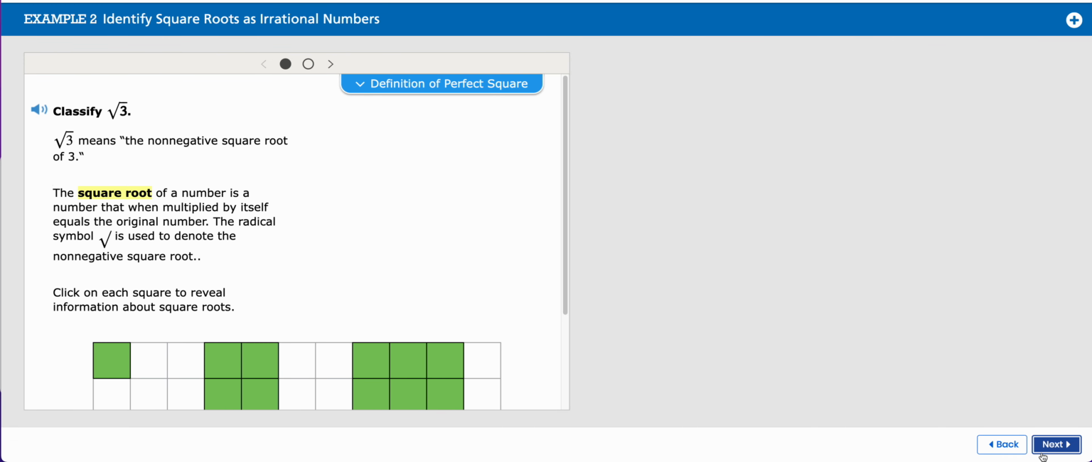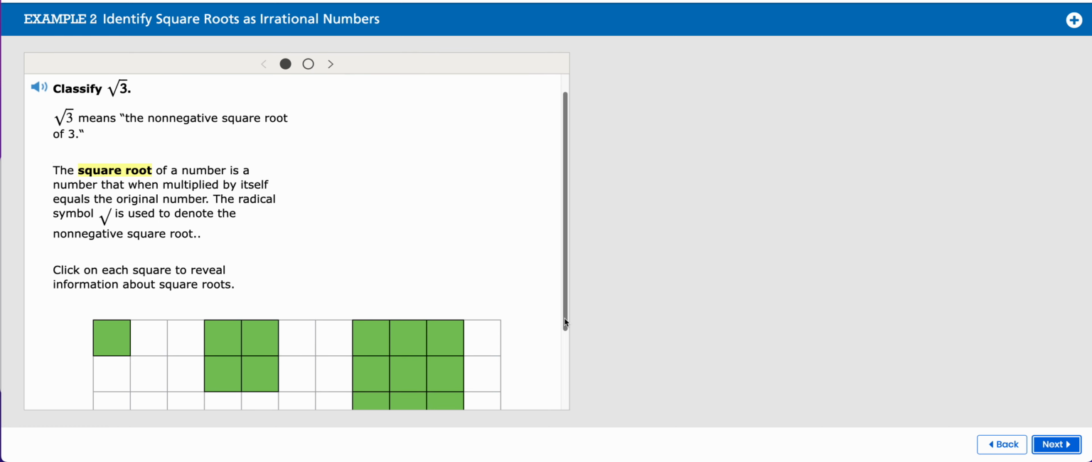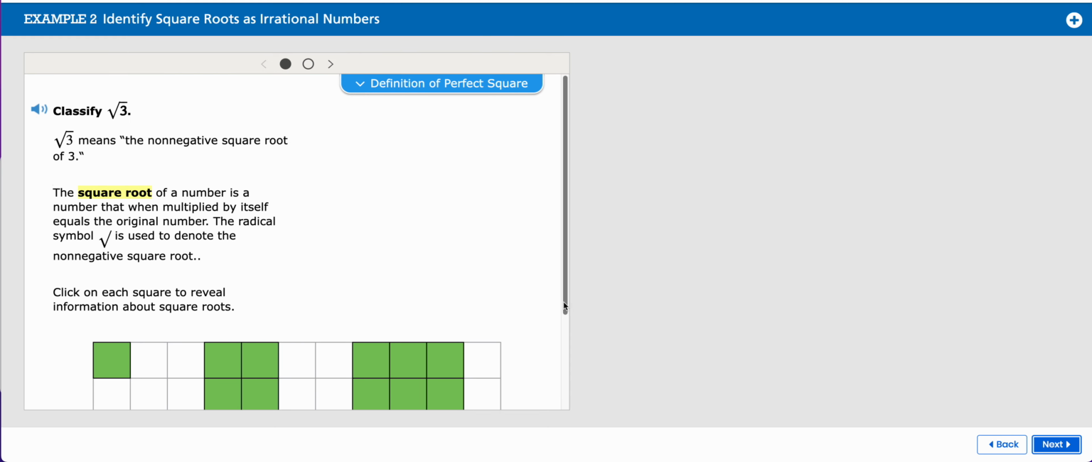Okay, let's talk about square roots. How many of you ever talked about square roots before? Danica, you've talked about those? Yeah, yep. Minneapolis, but I don't remember. Okay, that's fine, and we're gonna go through them again. It's just as long as you understand what the symbols mean. So we're gonna classify the square root of 3. Is the square root of 3 rational or irrational? Well, let's talk about it.